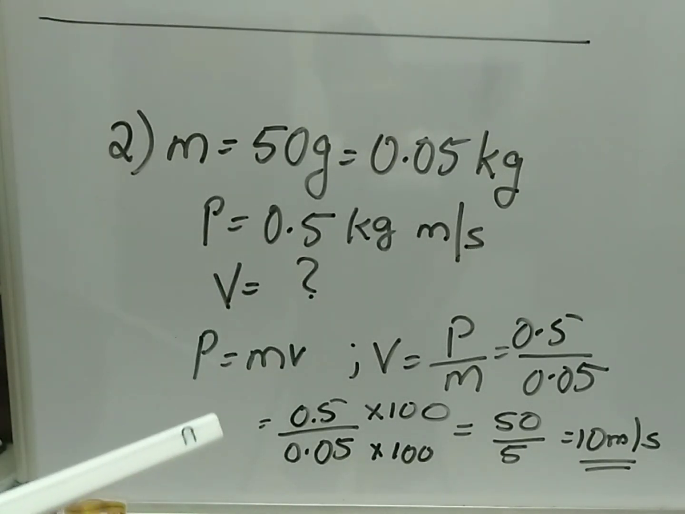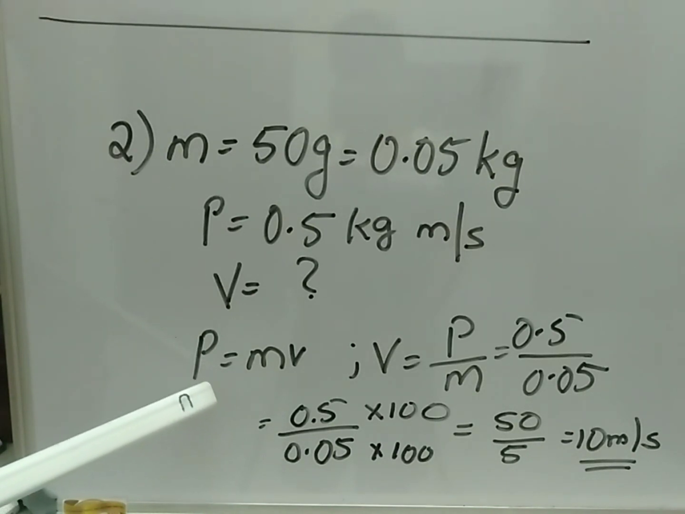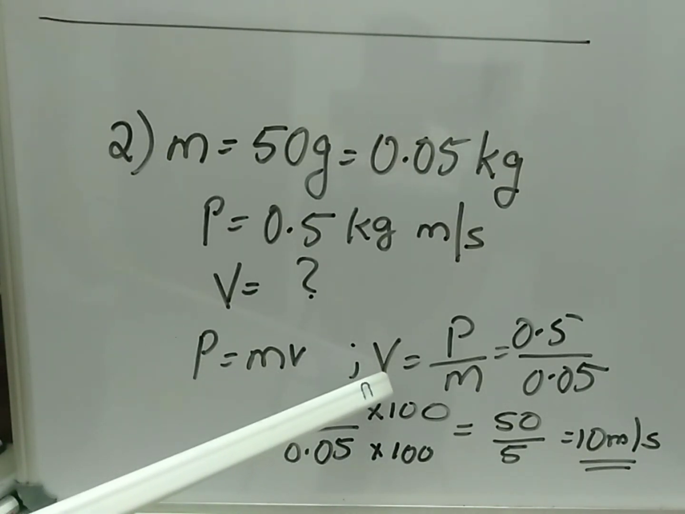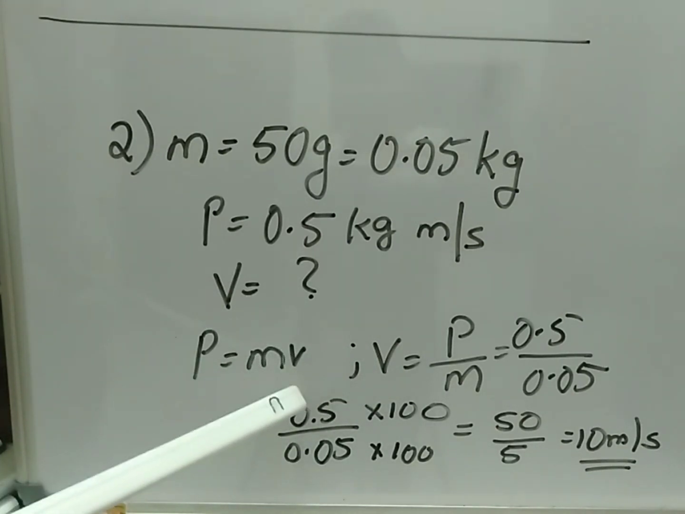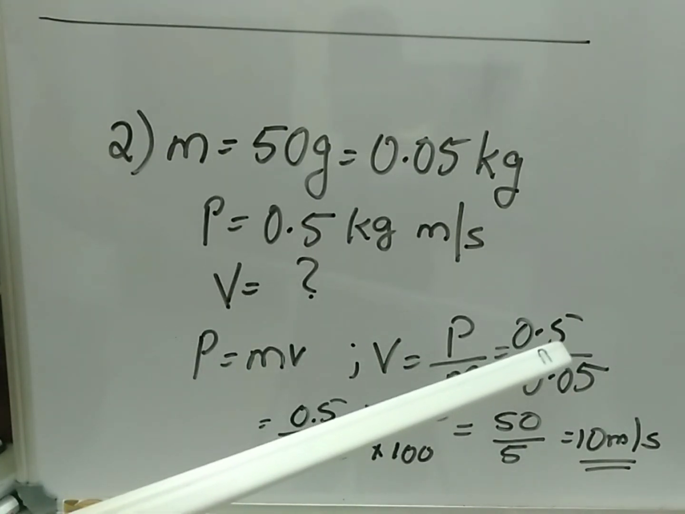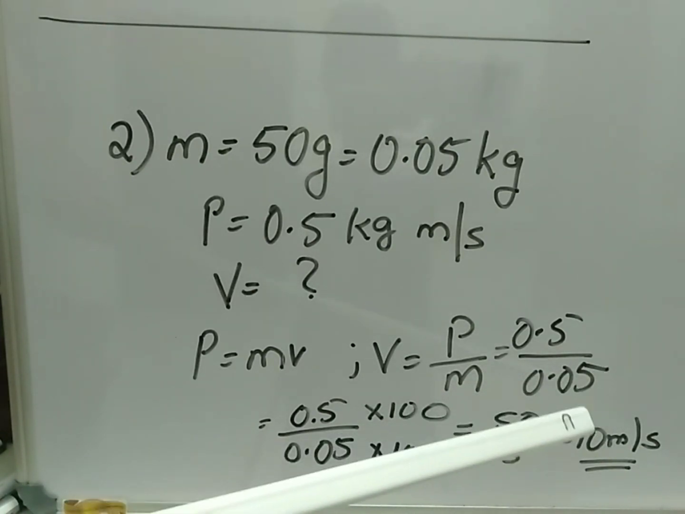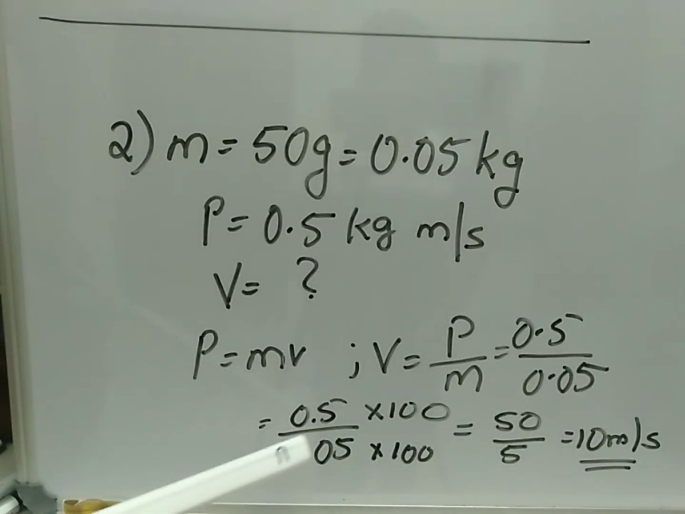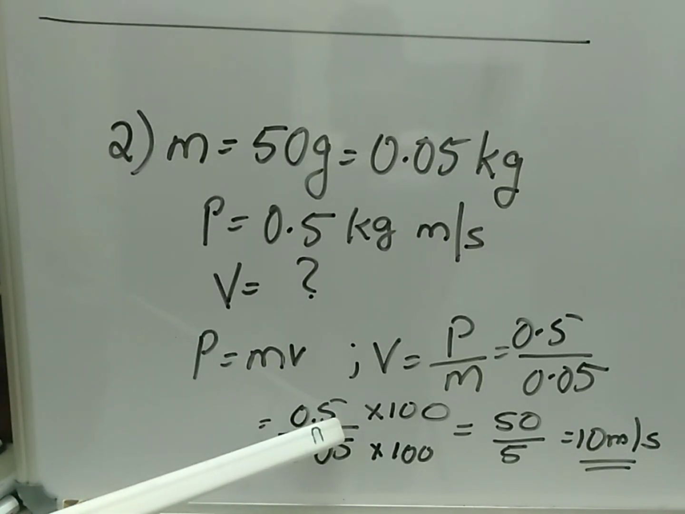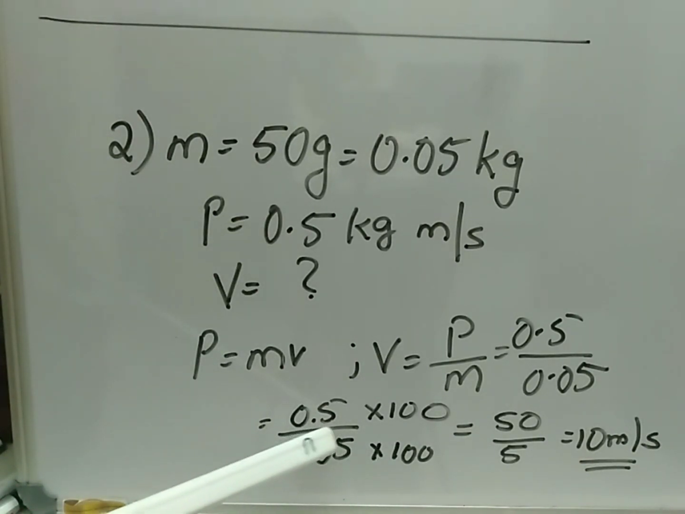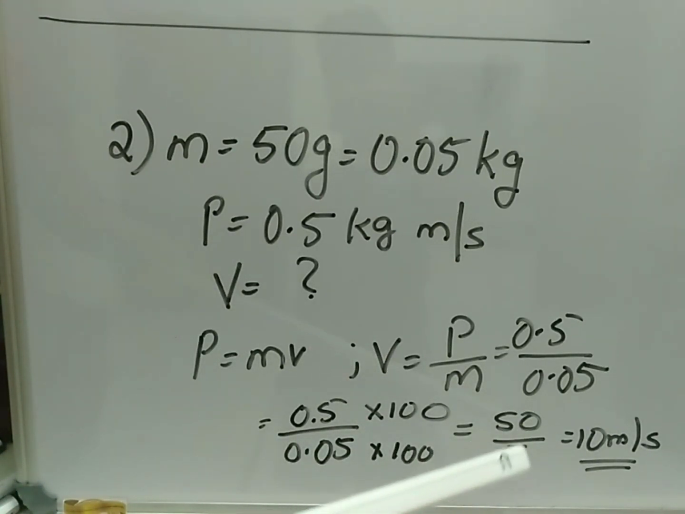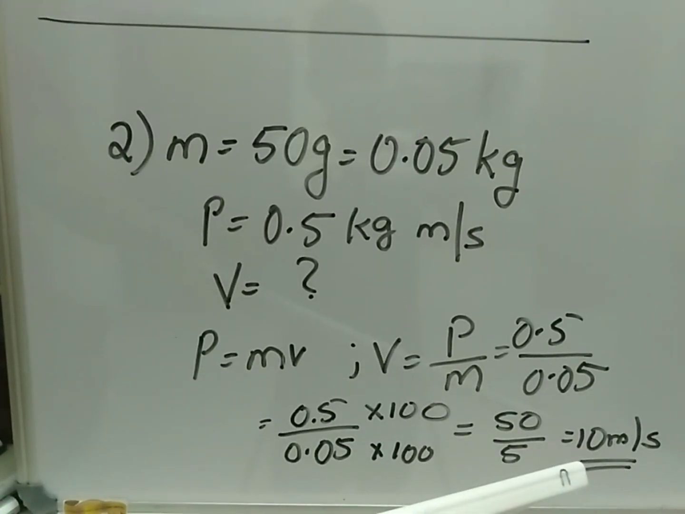Calculate the velocity. Same formula. Linear momentum P is equal to mv. From here how will you calculate V? V is equal to P by m. So 0.5 divided by 0.05. Here we have to change the decimal. Here only one decimal point, here after decimal 2. So we have to multiply both the numerator and denominator by 100. So we will get 0.5 into 100 is 50. 0.05 into 100 is 5. 50 by 5, you will get the answer. Velocity is 10 meter per second.